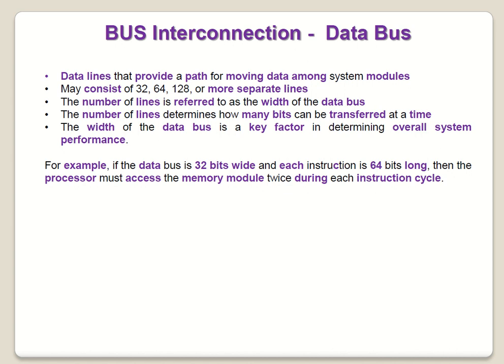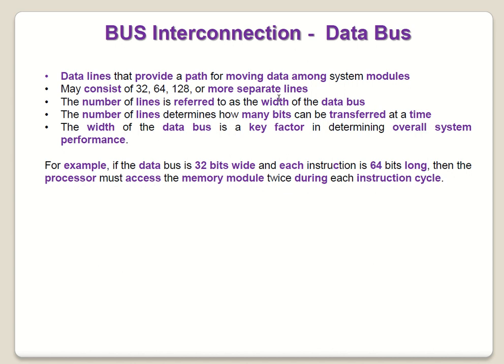So let's talk about the data bus. As I told you in the previous slide, a bus contains a number of lines. The data lines provide a path for moving data between the modules, between the devices. The bus may contain 32 lines, or 64 lines, or 128, maybe more than that. It depends on the architecture how many lines are there in the bus. The number of lines in the data bus is called the width of the data bus.